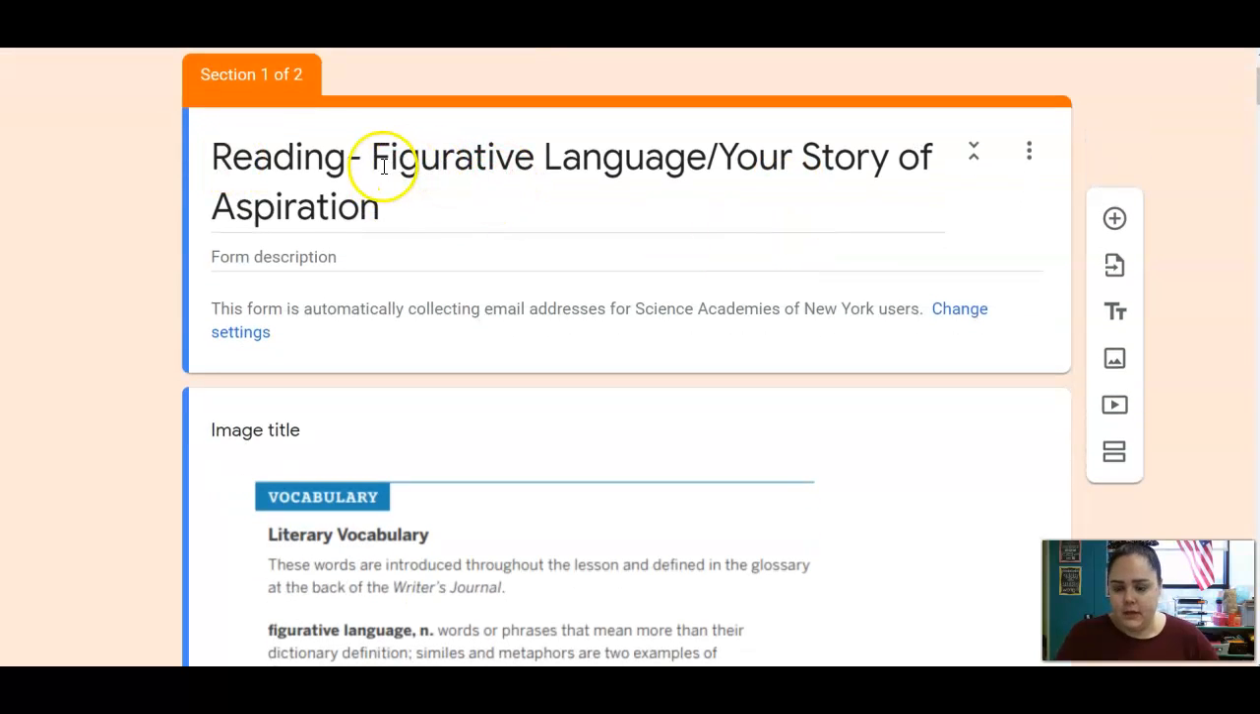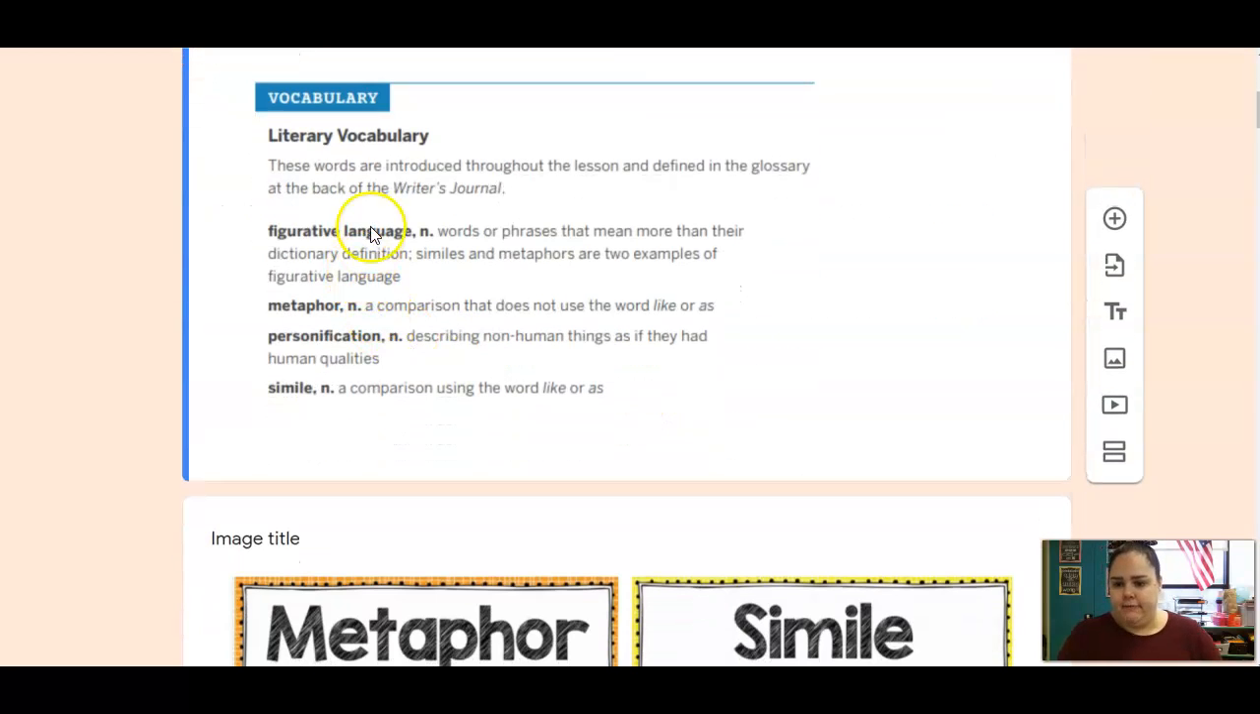So for reading today, we're going to be talking about figurative language, and for skills, we're going to start to write your story of aspiration. So here's your vocab. Figurative language is a noun, and those are words or phrases that mean more than their dictionary definition. So similes and metaphors are two examples that we're going to be talking about.